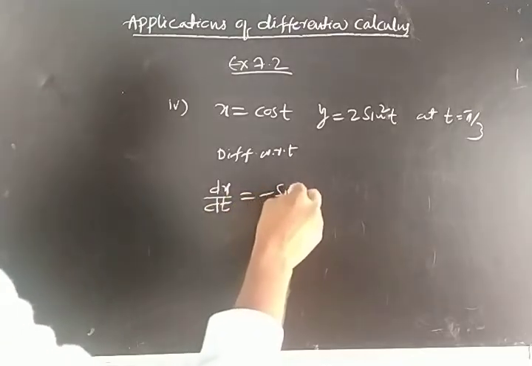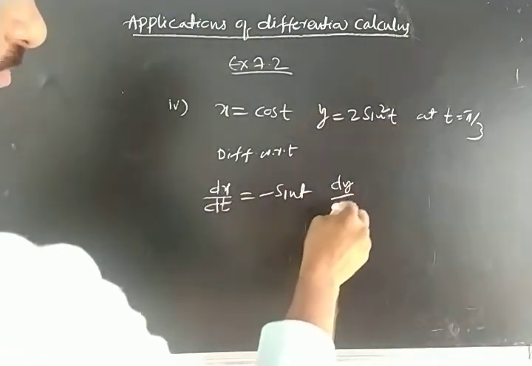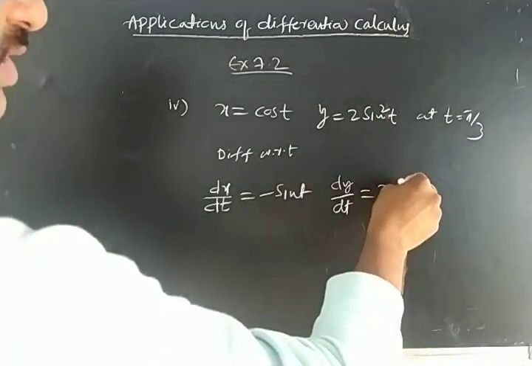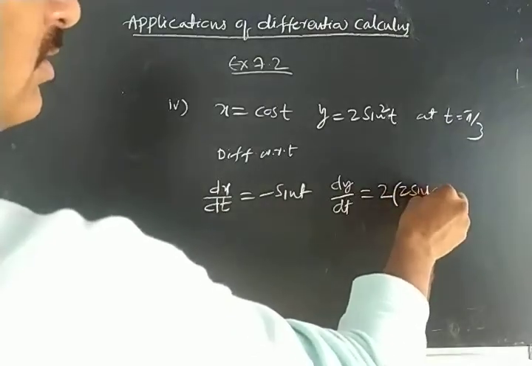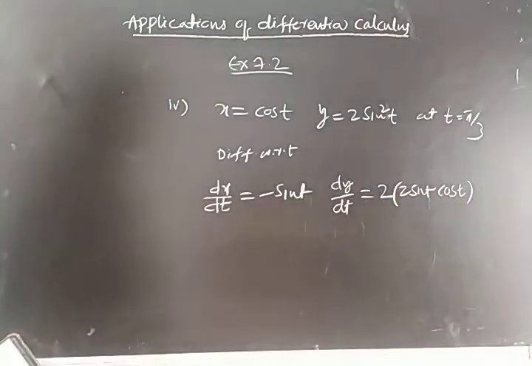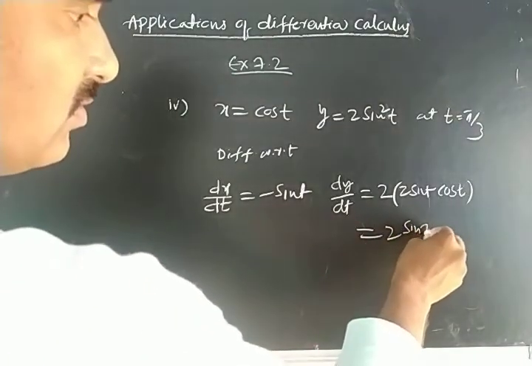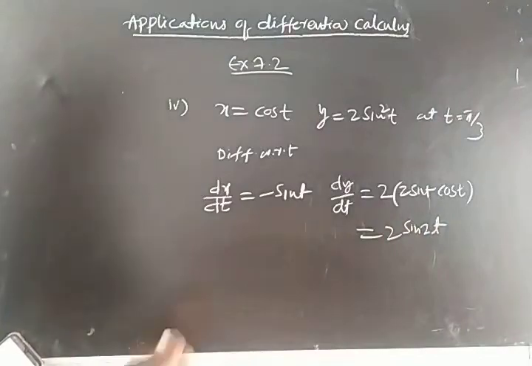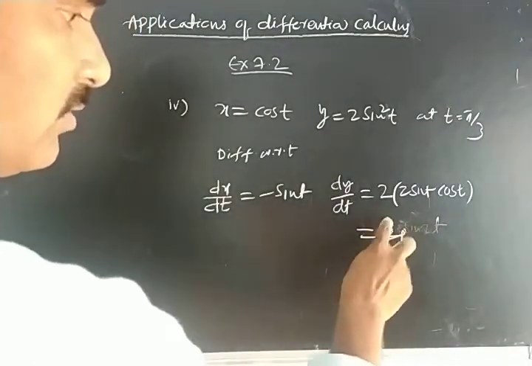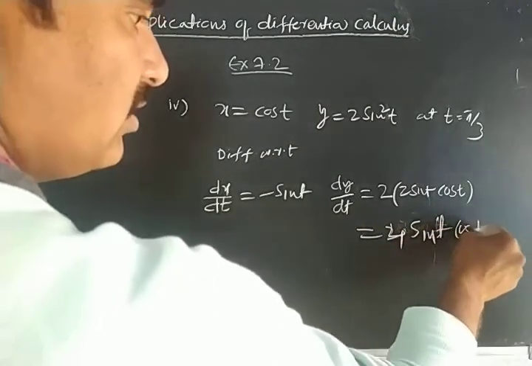cos t derivative is minus sin t. dy by dt: 2 is constant, the derivative of the square gives 2 sin t, and again the derivative of sin t is cos t. So you can write this as 2 sin 2t, or keep it as it is. This is 4 sin t cos t. After dividing, I will simplify.